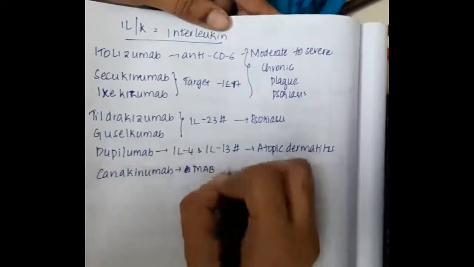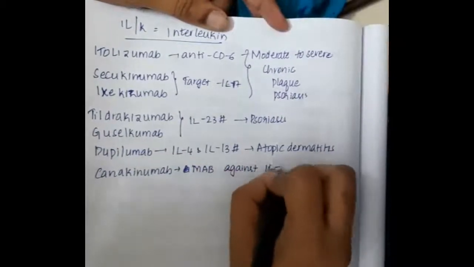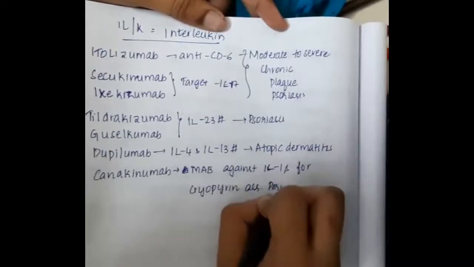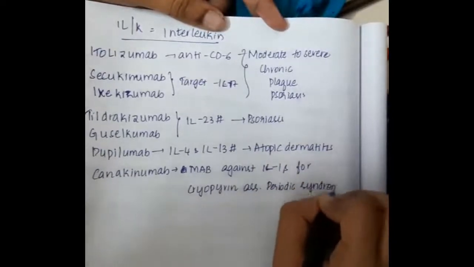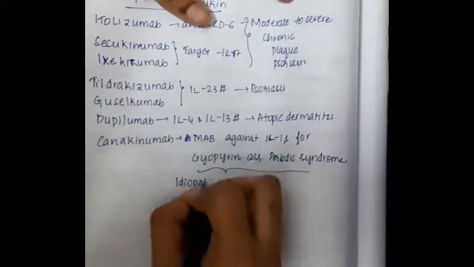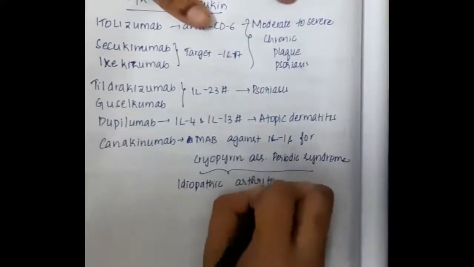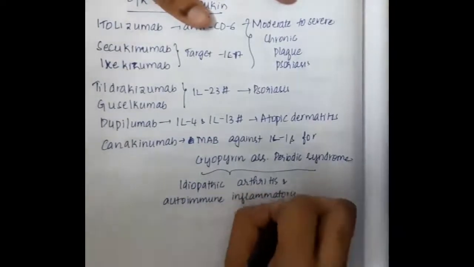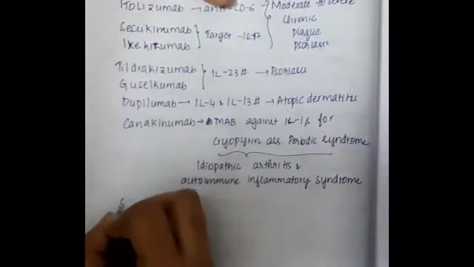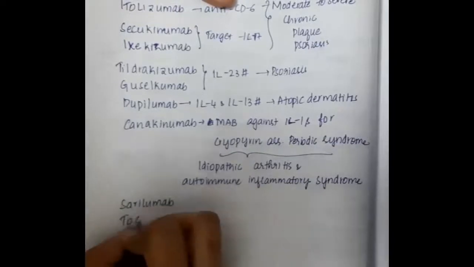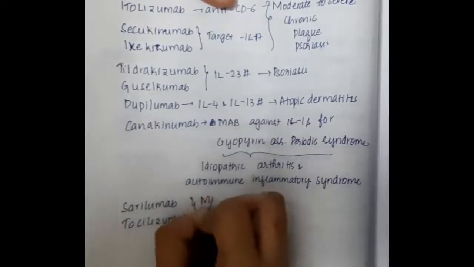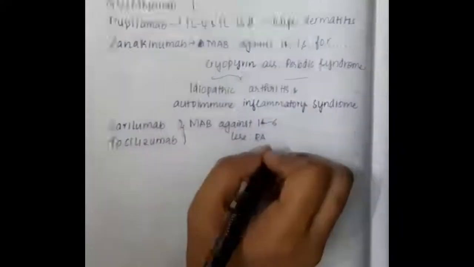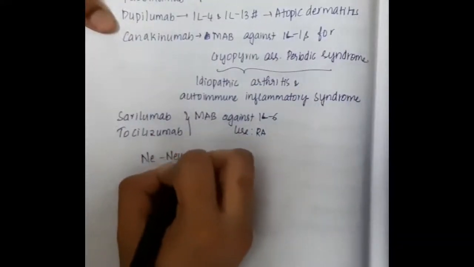Canakinumab, which is a monoclonal antibody against interleukin 1 beta for cryopyrin associated periodic syndrome. This cryopyrin associated periodic syndrome causes idiopathic arthritis and also autoinflammatory syndrome. Then we have sarilumab and also tocilizumab. Both these are monoclonal antibodies against interleukin 6, which is used in rheumatoid arthritis.